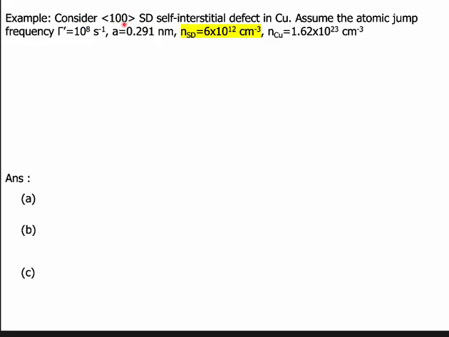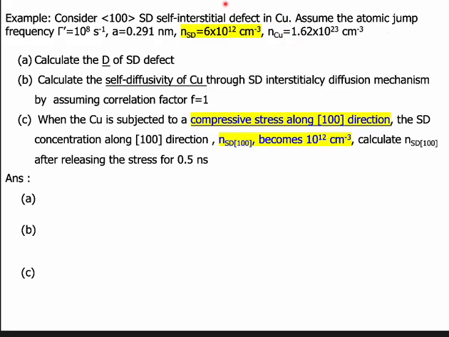So consider we have split dumbbell self-interstitial defects in copper. And I also assume the atomic jump frequency gamma prime equals 10 to the 8 per second. The lattice constant is shown like this, and the concentration of split dumbbell is shown like this, and the concentration of copper atoms is also shown like this. So could you calculate the diffusivity of the split dumbbell defect? It's a split dumbbell, so it should be like this. If you put all the parameters in, you should get this value.